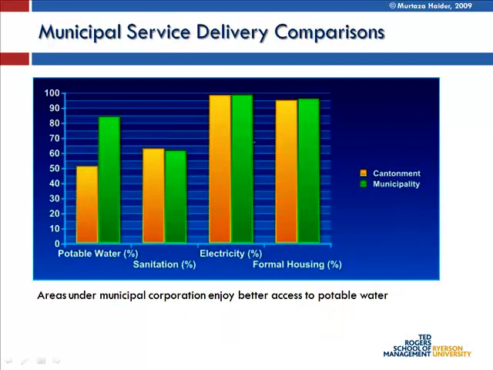And if you see that the water supply is better in the Rawalpindi city, and I have plotted the water supply in the city and the cantonment areas, you see that water supply is better in the city, not in the cantonment. And the sanitation is slightly better in the garrison area compared to the city, and there's no difference in power supply and the percentage of formal housing.